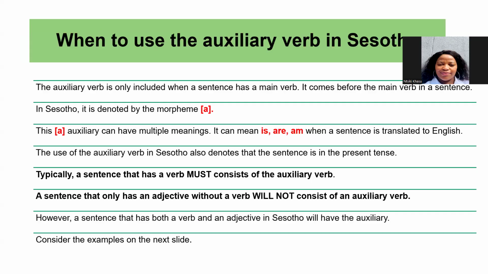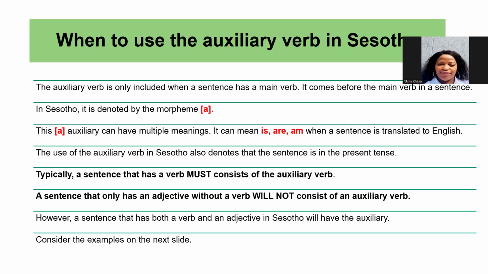Okay? So when do we use the auxiliary in the sentence? Now, when we're learning about verbs and adjectives, you'll find that the auxiliary we mostly include when we use a sentence that has a verb. If your sentence, for example, only has an adjective and there's no verb in that sentence, then we don't include the auxiliary. The auxiliary verb is only used when there is a verb in the sentence.